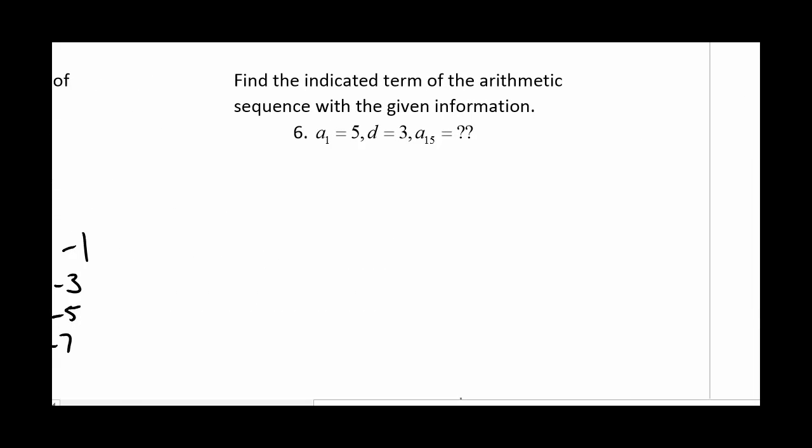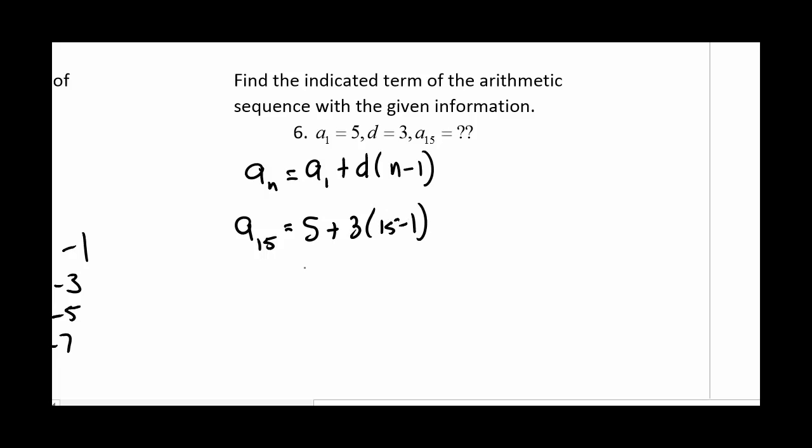Find the indicated term of the arithmetic sequence given the following information. So I have to remember the nth term is the first term plus the common difference times n minus 1. So then I'm just going to fill that in. So the 15th term in this pattern would be 5 plus 3 times 15 minus 1. So 5 plus 3 times 14. Well, 33 times 14 is not too bad, but anyways, I should get 47 for the 15th term.